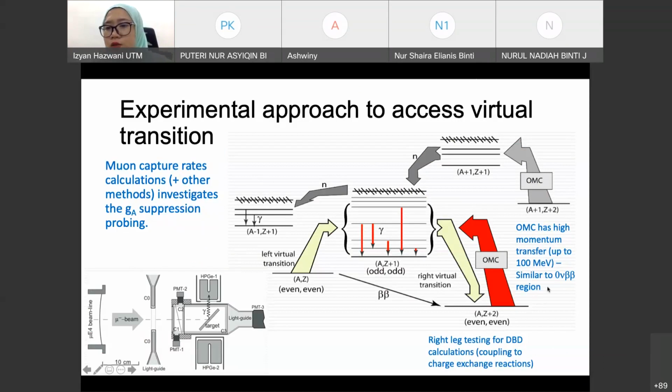Okay, so let's say we irradiate the muon on the target. It will excite to around 100 MeV, and then we will be testing this coupling to the charge reaction region for the right-leg testing of double beta decay, by using several detectors and also scintillation trigger counters. We can obtain the muon capture rate calculation and also investigate the g_A quenching problem.